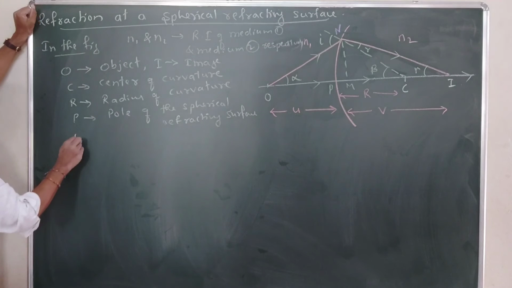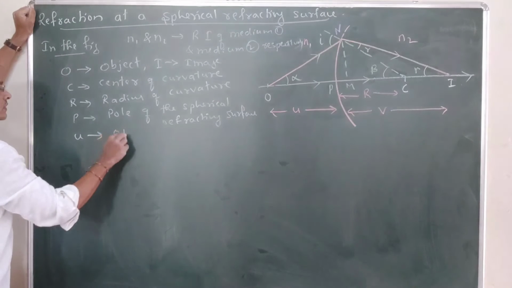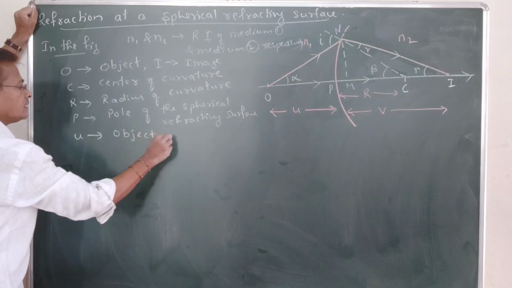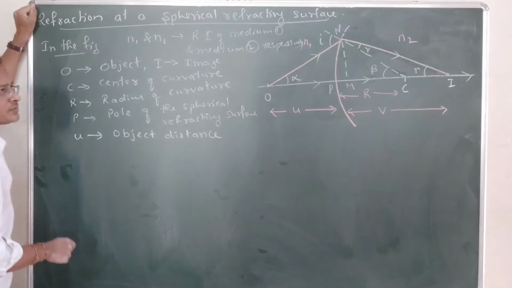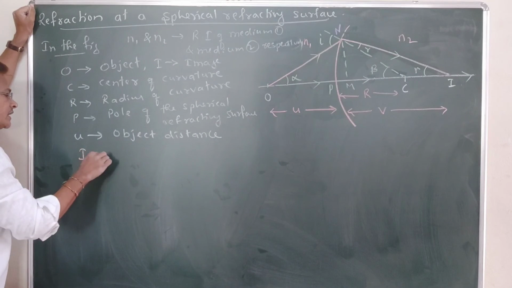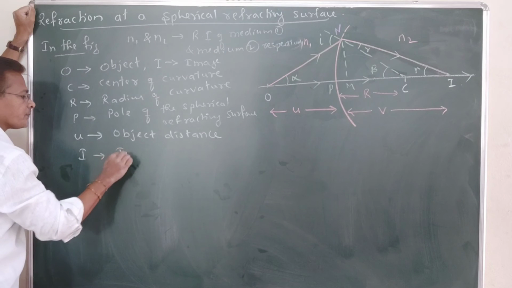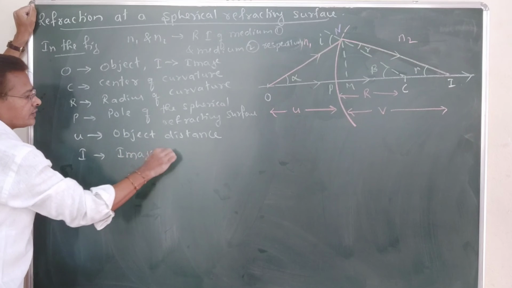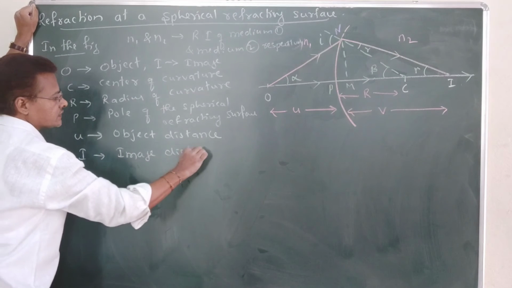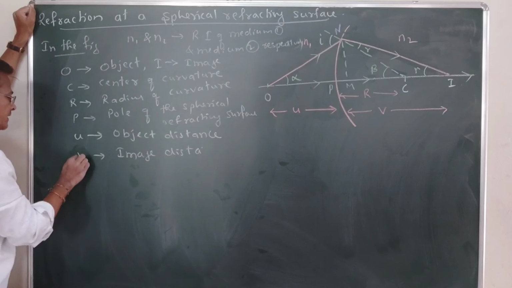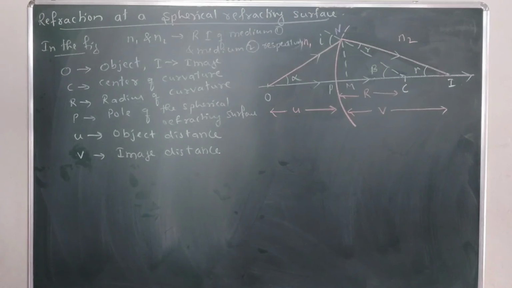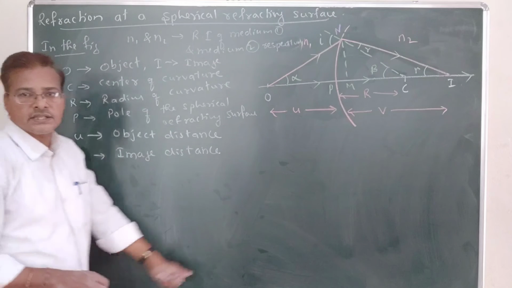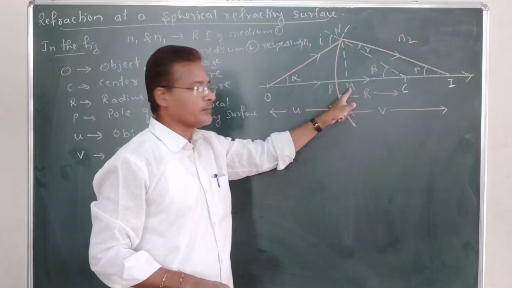U is called the object distance. I is the image distance. Sorry, it is V, not I. V is called the image distance.